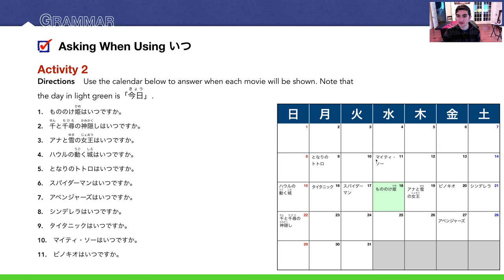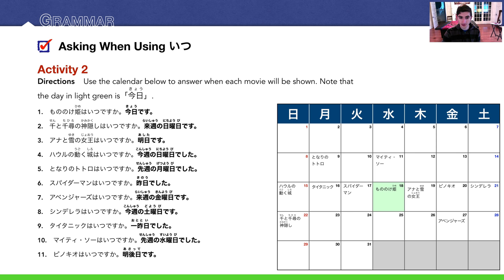This is actually in the past, so the 11th, it was on the 11th, last week on Wednesday. So you can say, 先週の水曜日でした。 And finally, number 11, ピノキオはいつですか? Pinocchio is Pinocchio. And that is on the 20th, the day after tomorrow. So you can say, 明後日です。 Day after tomorrow. And here are the answers. For 明後日、明日、昨日、and 一昨日, you can technically say 今週の and then the day of the week that they are. But for the answers, I just put what the Japanese word is, whether it's 明日、昨日、明後日、or 一昨日. Okay, but you're perfectly all right with 今週の何々曜日, whatever day of the week.